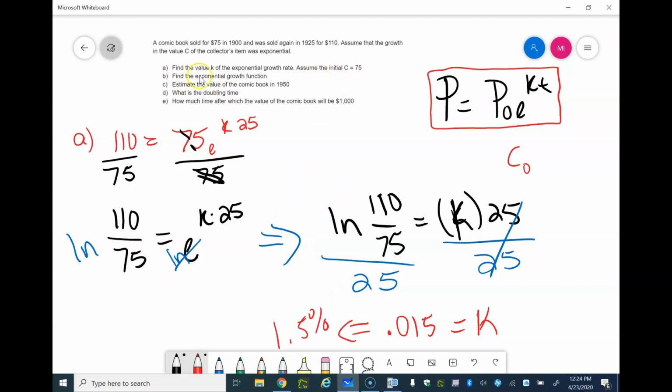Now that we have the K value, for part B, it says find the exponential growth function. So all we're doing now is pretty much placing all the numbers that we have here, but this time we're going to insert the K since we now found out what it is. So let's get a new screen.